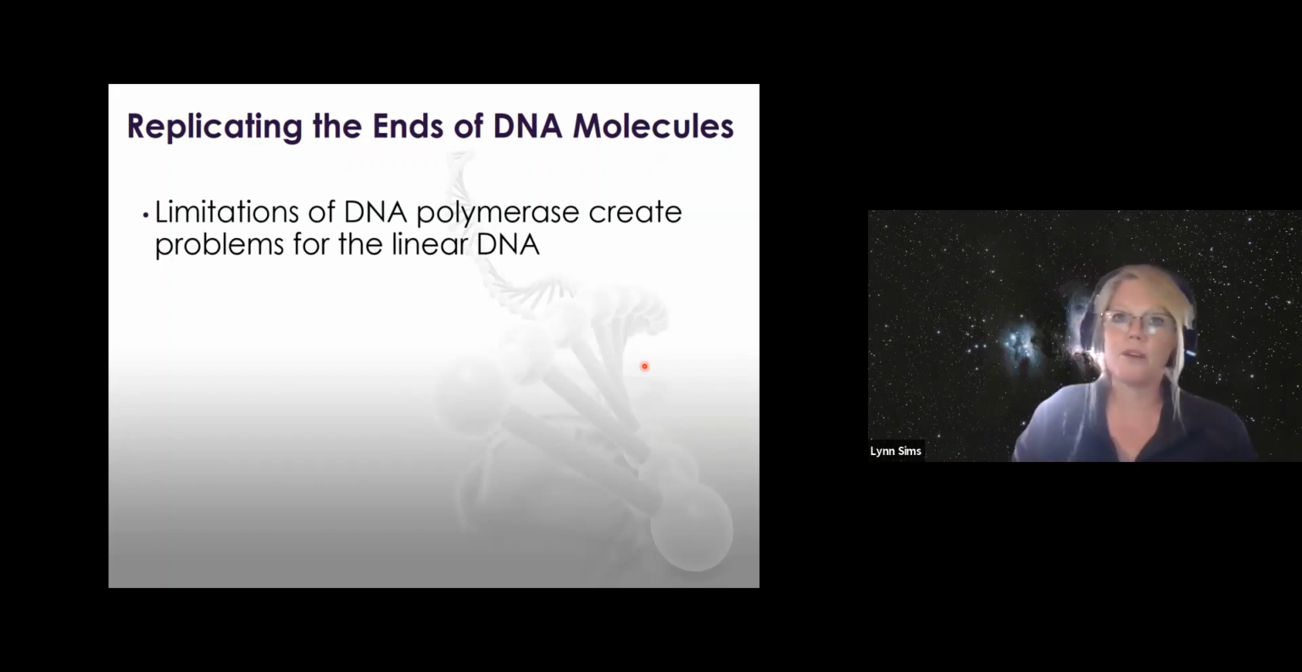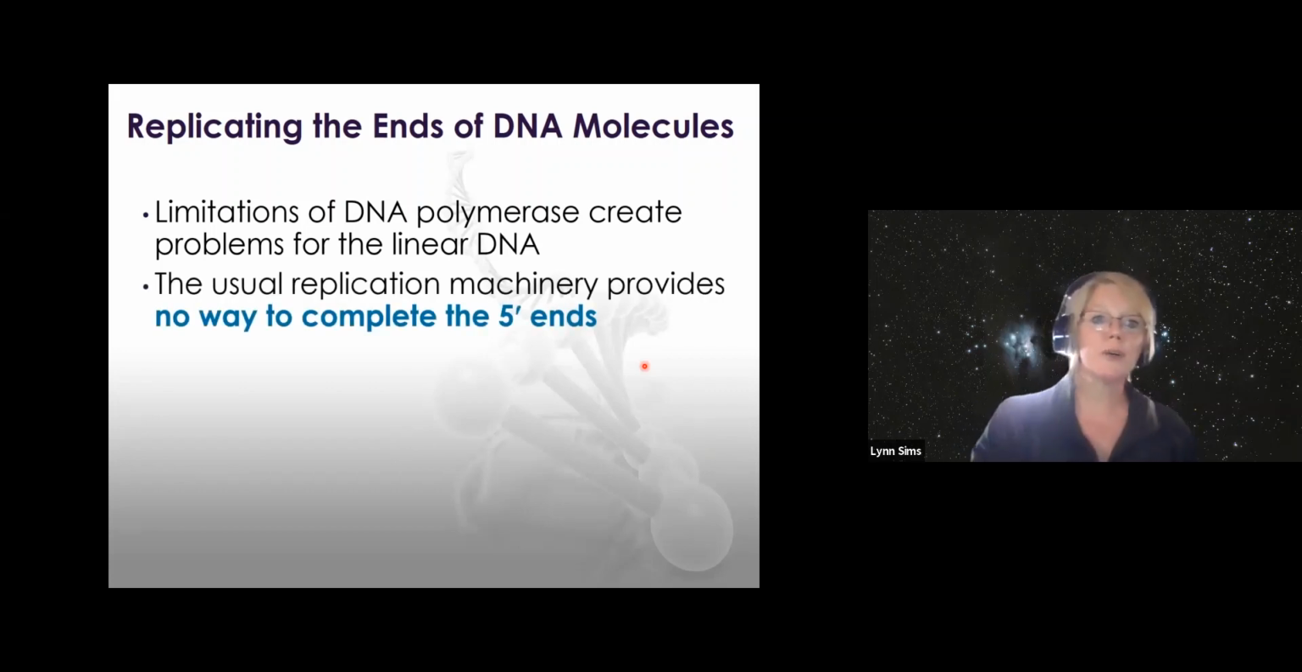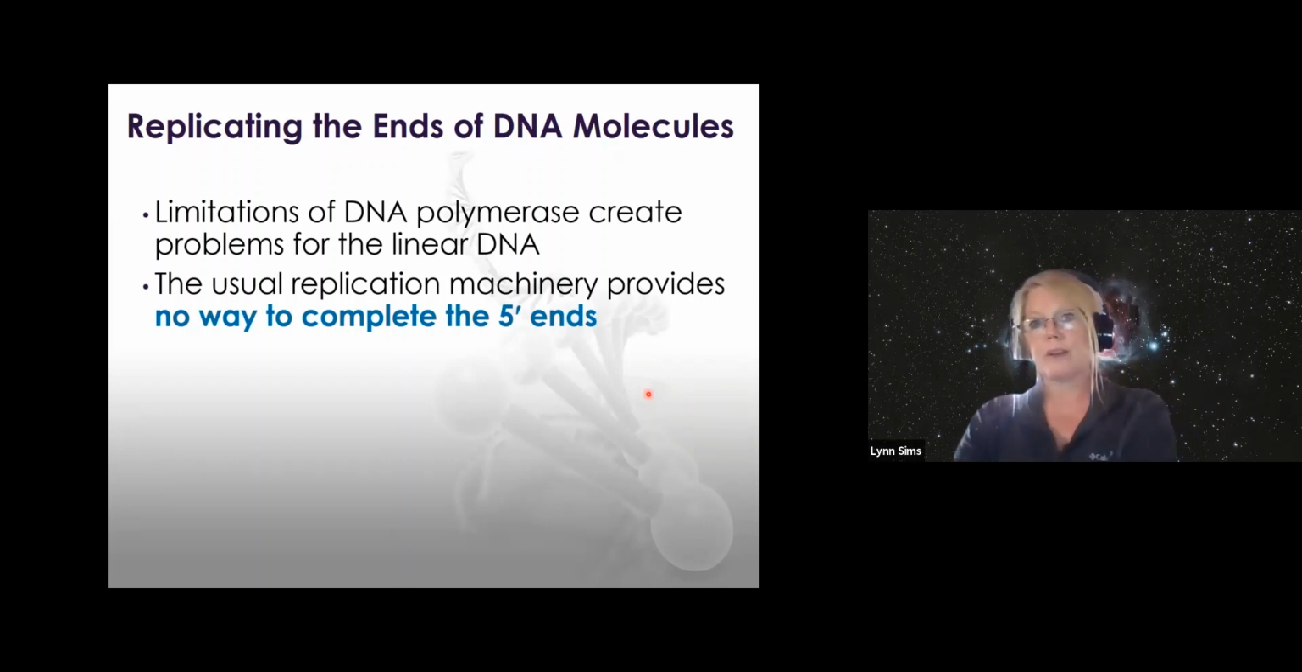And again, this creates a problem for DNA that's linear, right? It's not a circle, so the gap can't be filled. It's got ends, and some of the ends are going to have RNA, which is eventually going to be removed, and DNA cannot replace it. So the usual replication machinery basically has no way to add on to those 5' ends of the strand, right? It has no way to complete the 5' ends because the RNA is removed and it can't be replaced with DNA in that direction.